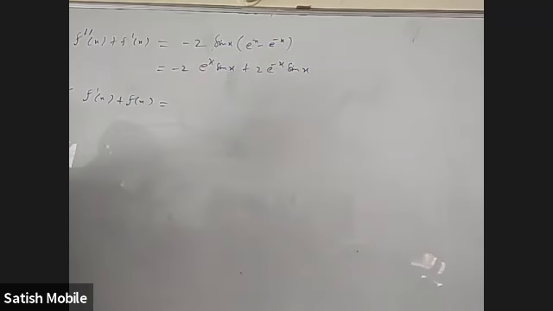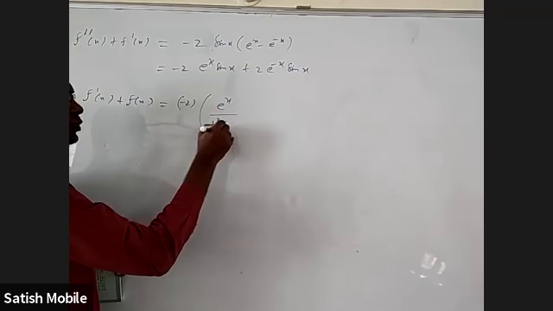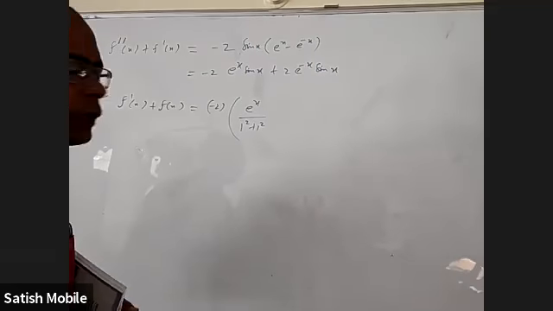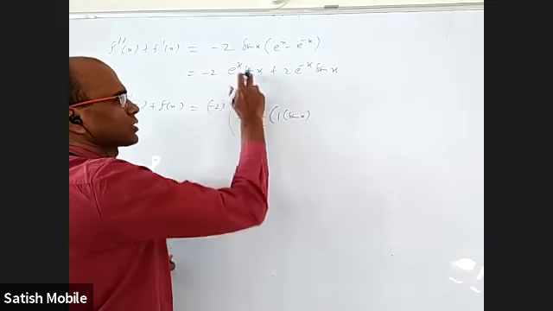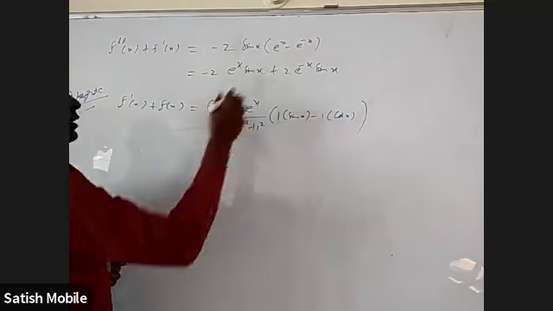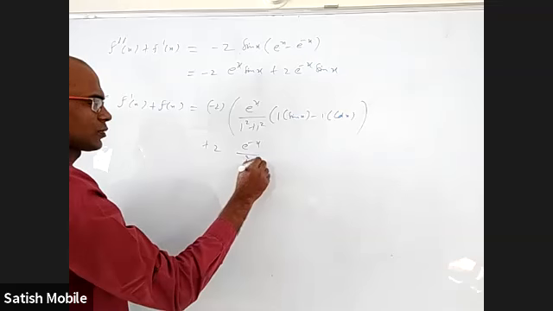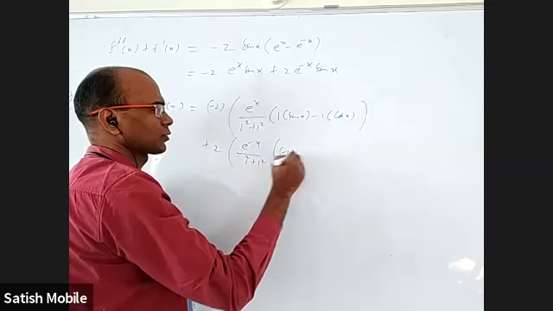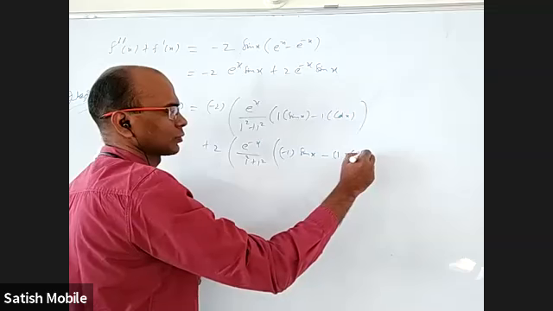And just now we got formulas for this: e power ax sin bx. A is 1 and b is 1. So it will be e power x by 1 square plus 1 square into a sin x, which is 1 into sin x, minus b cos x, b is 1, which is 1 into cos x. For this part, the integral is 2 into e power minus x by a square plus b square, 1 square plus 1 square, into a sin x, 1 into sin x, minus b cos x, and b is 1 into cos x.